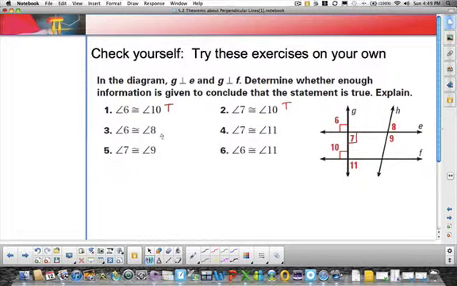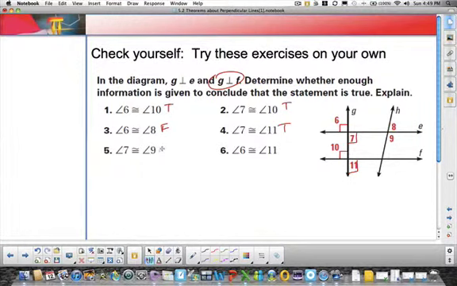In number 3, we have angle 6 is congruent to angle 8. This is false. Angle 6 is a right angle. I don't know what angle 8 is because I don't know about the relationship between line H and line E. Number 4, angle 7 is congruent to angle 11. This is true. Again, first we know that G is perpendicular to F here. So that means that angle 11 must be a right angle because perpendicular lines form 4 right angles. Then I can make the conclusion that 7 is congruent to 11 because all right angles are congruent.